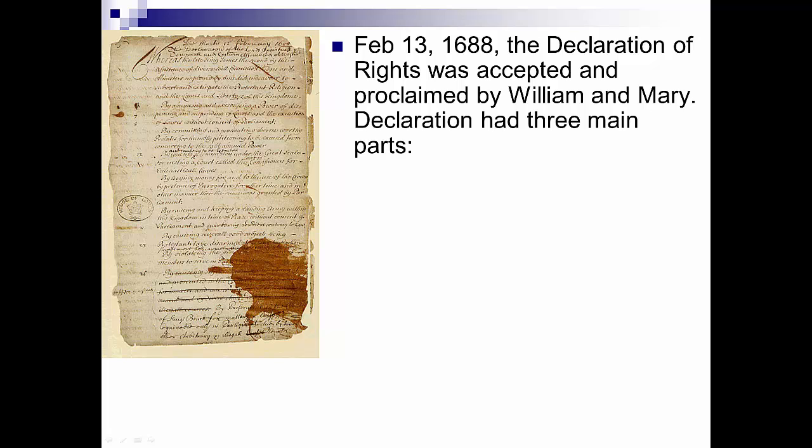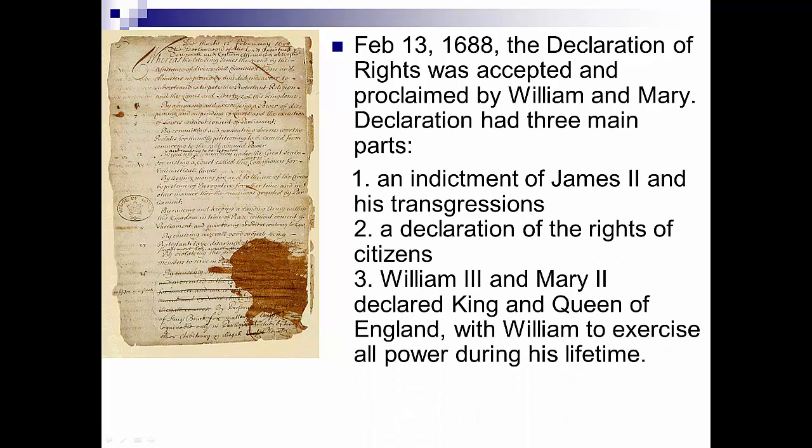And so on February 13th, 1688, the Declaration of Rights was accepted and proclaimed by William and Mary. So they had these three parts. They had to indict James and his transgressions. They had the Declaration of Rights of Citizens. And William III and Mary II were declared King and Queen of England, where William would exercise all power during his lifetime. Because they had no children, once they died, the crown would go to Queen Anne, which was James's second daughter. This was done through the Act of Settlement in 1701.